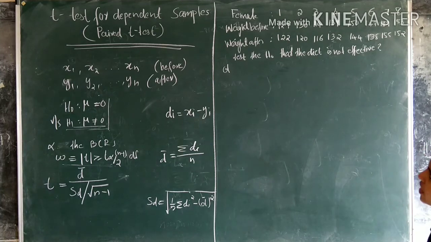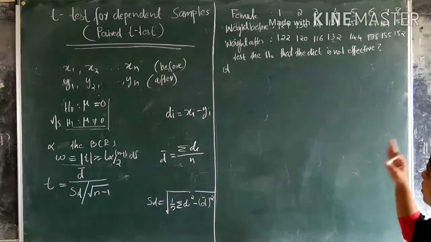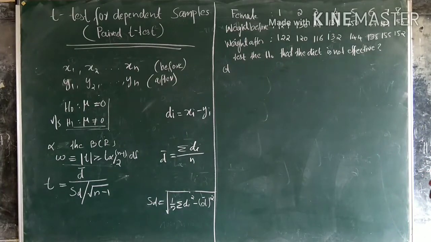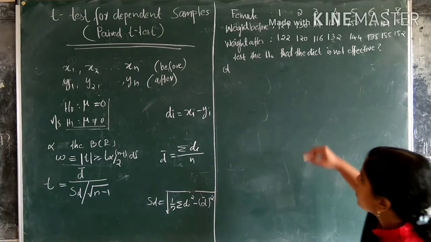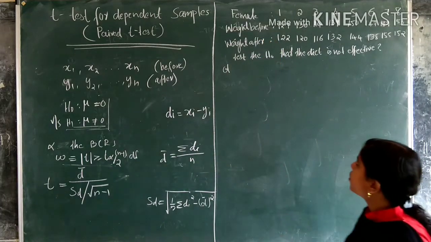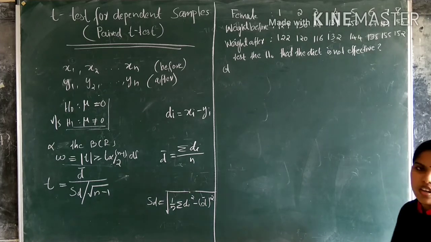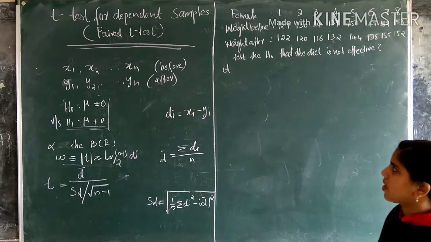The weight before starting the diet and the values after, one another, day to day. Then after the diet, the weight after initiation. Test the null hypothesis that the diet is not effective. It says to test whether it is effective or not.